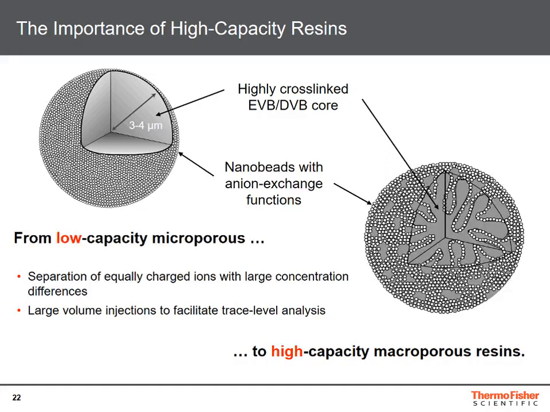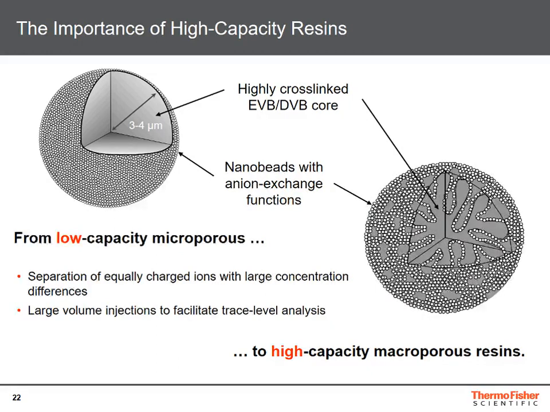Now, why are high capacity ion exchangers so important? I just want to mention two reasons. First of all, the separation of equally charged ions with large concentration differences. A typical example is the separation of large amounts of chloride from small amounts of nitrite, and we know that these ions are eluting very close to each other. And such a separation problem can only be handled by applying a high capacity anion exchanger.